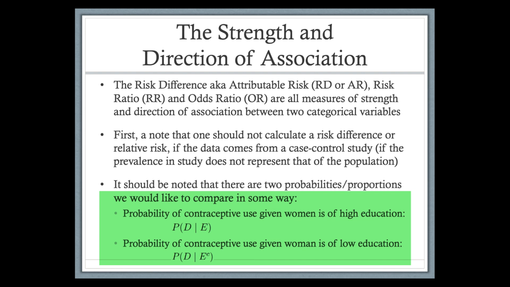Right, so again, what's the probability of contraceptive use for someone of high education, and we want to compare that to that same probability but for someone of low education. So using the generic terminology, we're going to label this as the probability of disease given exposure, and we want to compare that to the probability of disease given non-exposure.